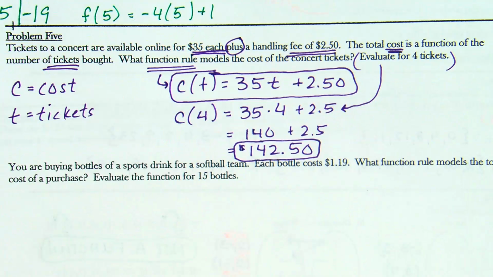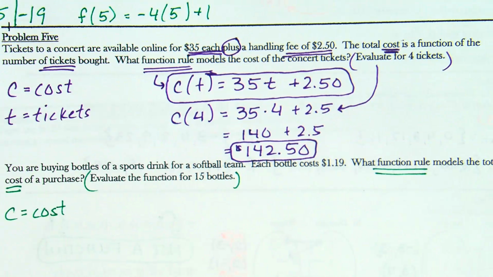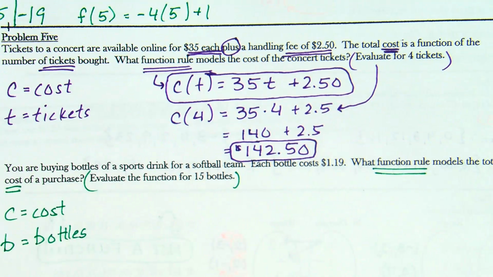What are we writing a function rule for? The total cost. So I'm going to do C for cost again. This time we're talking about bottles, so I'm going to use B for bottles. You don't have to use the same letter as me. These are my letters. If you want your letters, go for it. If you want to be the same as me, that's fine too.